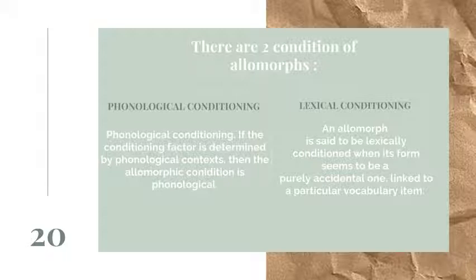Now, lexical conditioning. Lexical conditioning can happen when an irregular morph is used with a specific lexical item or small group of lexical items. Example, the noun plural -en is determined by child, ox, and brother.